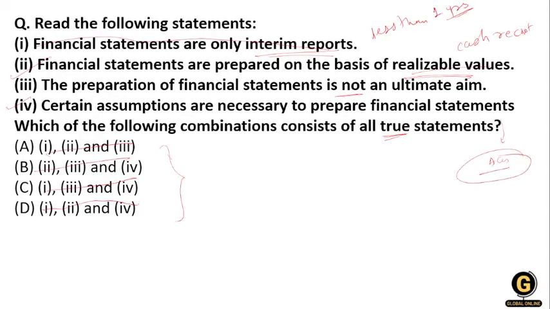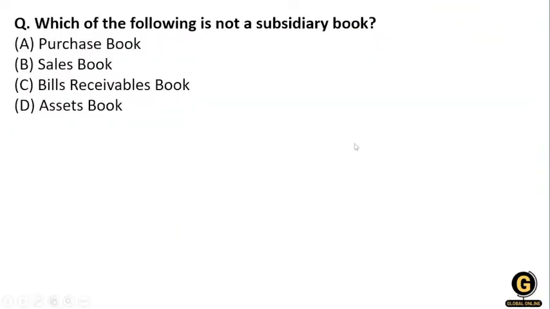So option number 2 is right over here, and option number 4 is right over here. Clear? Then the next one: which of the following is not a subsidiary book? Purchase book, sales book, bills receivable book, and the asset book is not a subsidiary book.